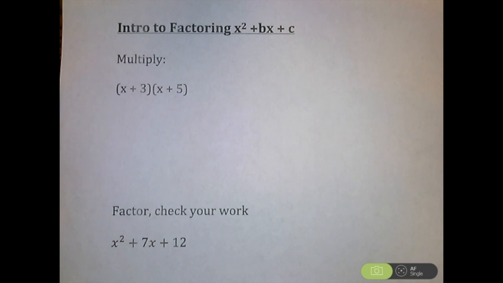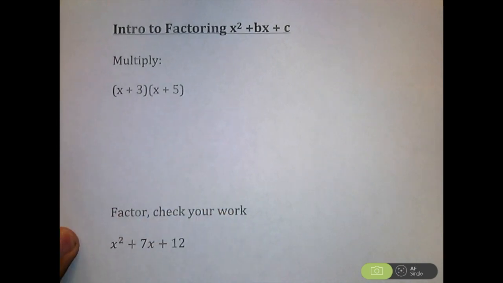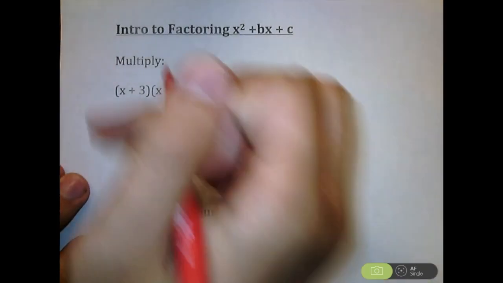Let's do an introduction to factoring x squared plus bx plus c. To get where I need to get, the first thing I want to do is multiply x plus 3 times x plus 5. So we're going to distribute here.